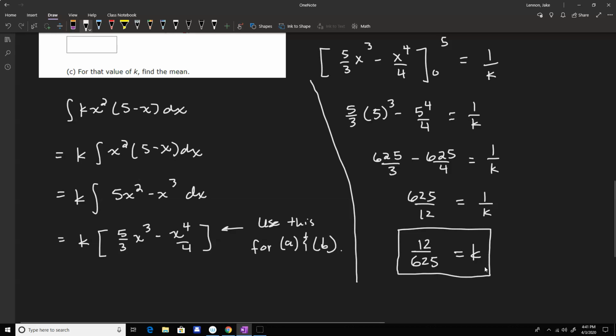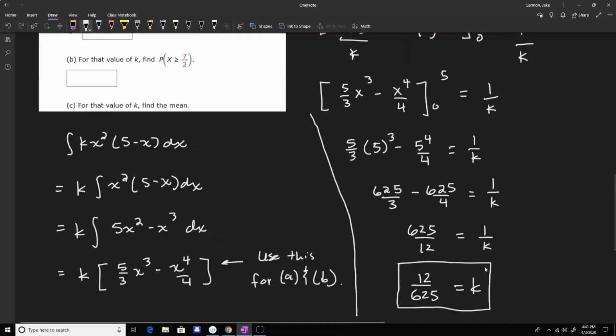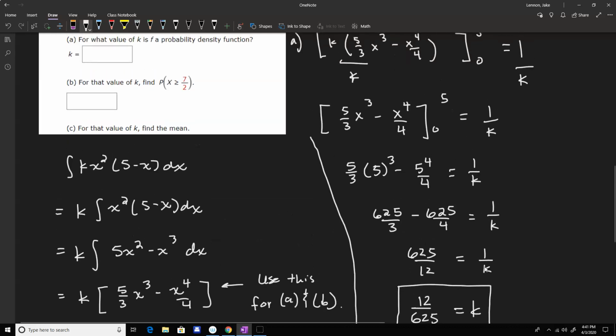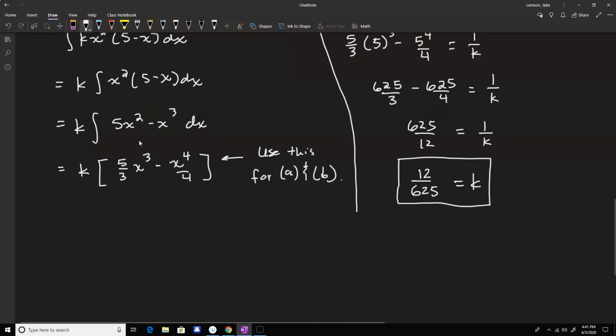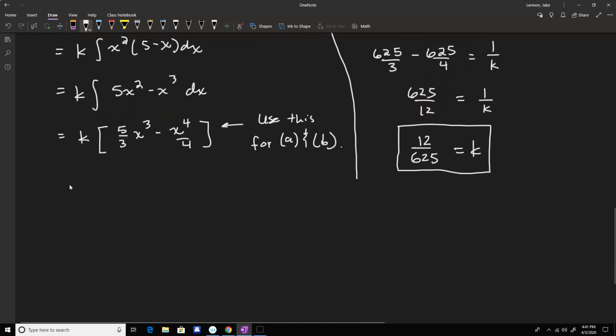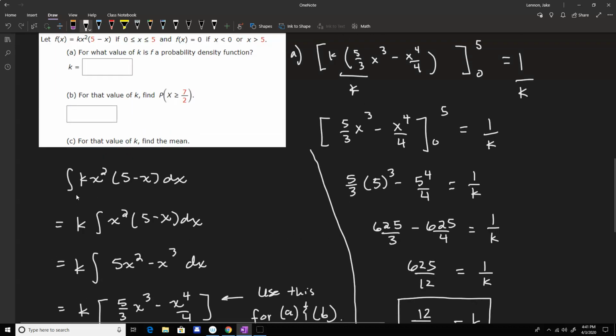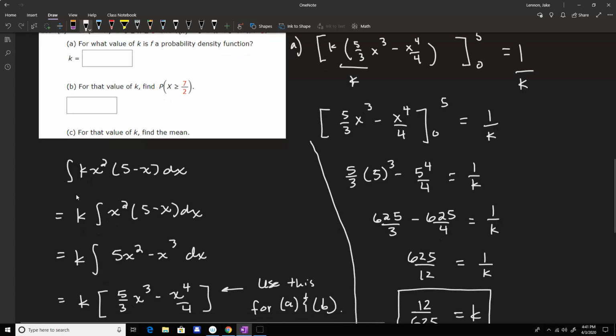Okay, so for B, we're going to do the same thing. We're going to use this expression, but now it says find the value for P, the probability that X is greater than 7 over 2, which is the same thing as 3.5. So for B, we're essentially going to do the same thing, but we now know the value of K, I suppose.